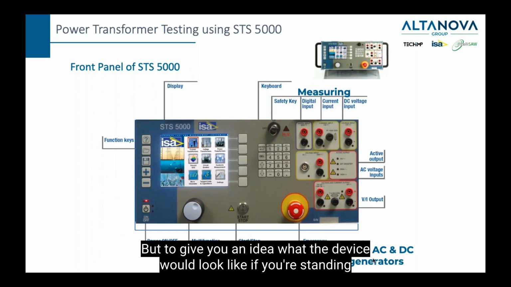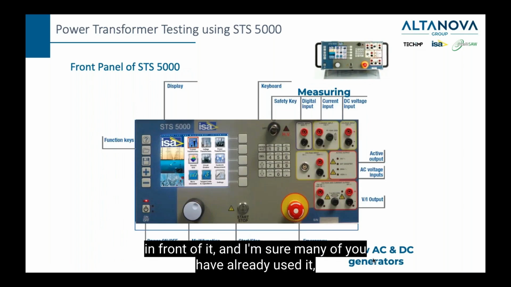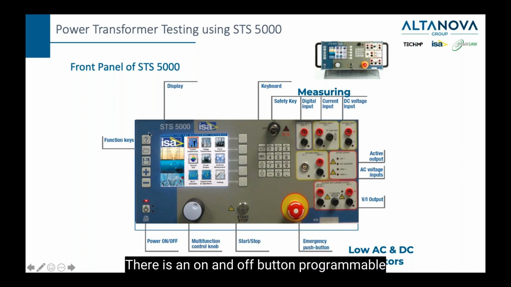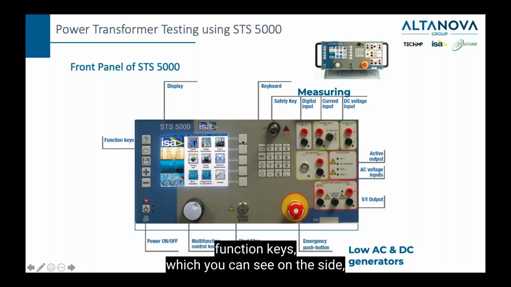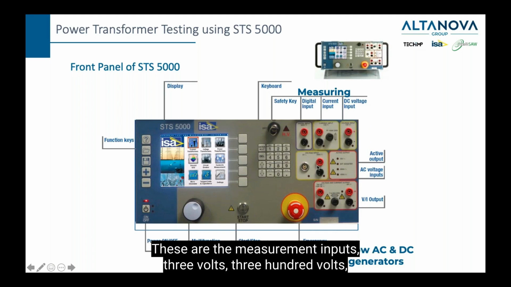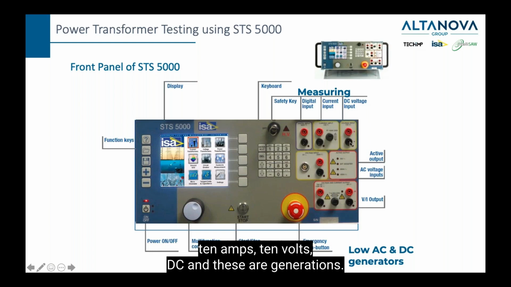To give you an idea what the device would look like if you're standing in front of it, and I'm sure many of you have already used it, you have your main screen, which is used by turning this knob here. There is an on and off button, programmable function keys, which you can see on the side, start and stop button, emergency button, and also high voltage keys. These are the measurement inputs: 3 volts, 300 volts, 10 amps, 10 volts DC, and these are generations.